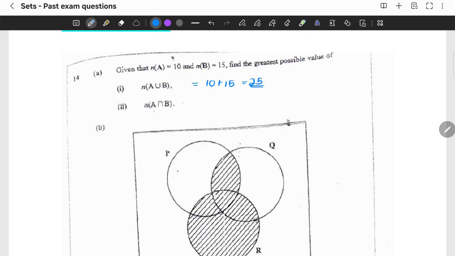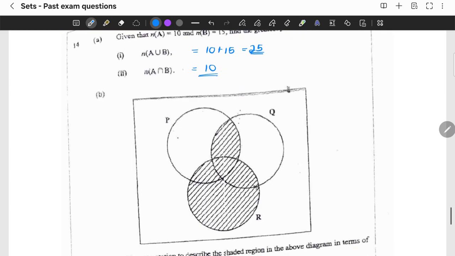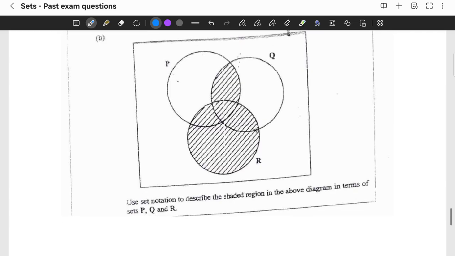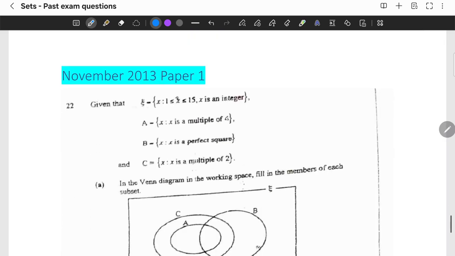Then the greatest possible value of A intersection B is when everything in one of them is contained in the other, which is always the smaller one being contained in the bigger one. So that's when A is contained in B. So that's when it's going to be 10. Use the set notation to describe the shaded region in terms of sets P, Q, and R. So looking at what's shaded, we have an intersection of P and Q, P intersection Q, union what is in R. So that's the notation, because everything in R is included.